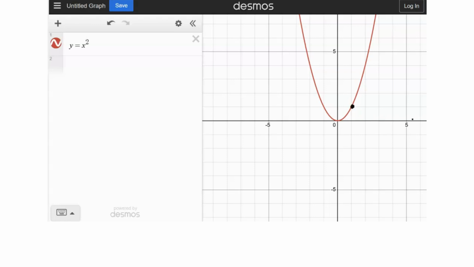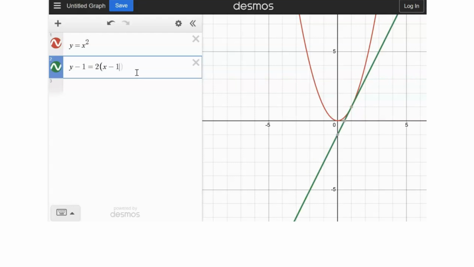Okay, so to do the tangent line at the point 1,1, I'm going to take y prime. So y prime in this case would be 2x. I'm going to plug in 1, so I would get a slope of 2. So that means in point slope form at the point 1,1, my tangent line would be y minus 1 is equal to 2 times x minus 1. Okay, so let's put that into Desmos. All right, so we can put it in point slope form. y minus 1 is equal to 2 times the quantity x minus 1. And we have our tangent line there.